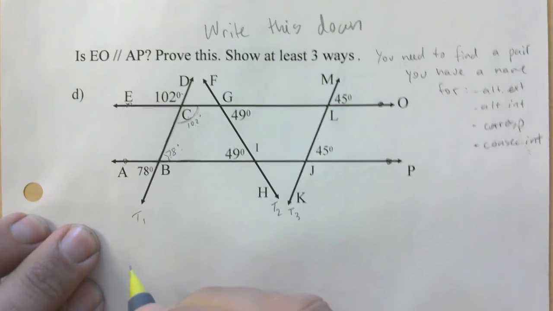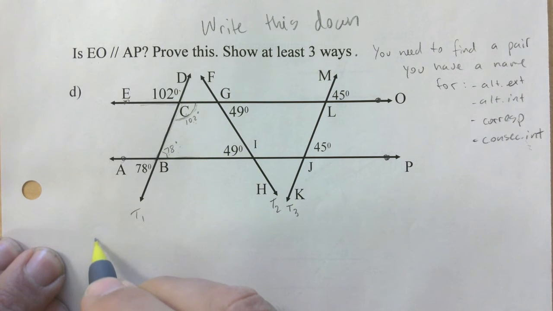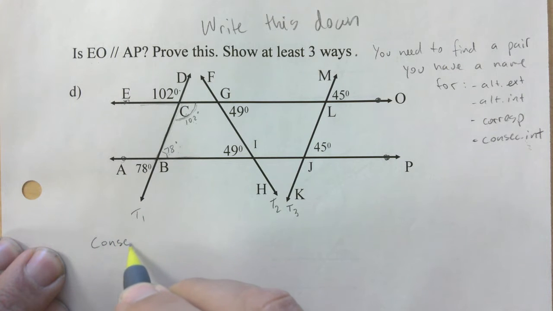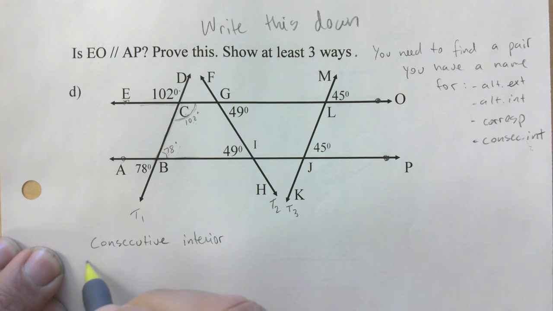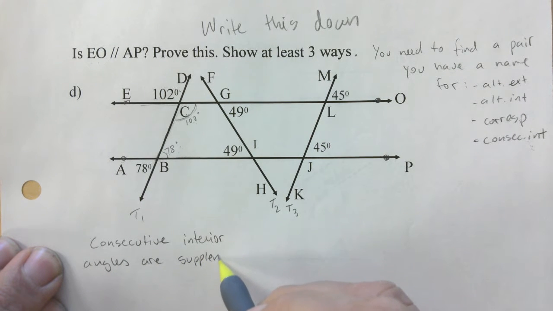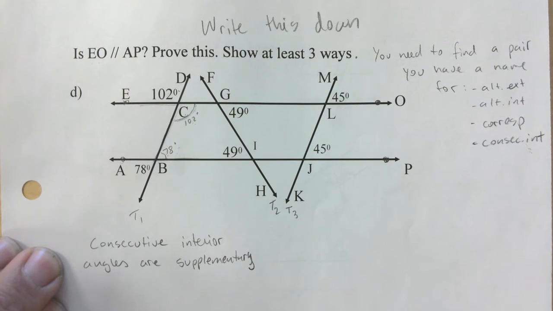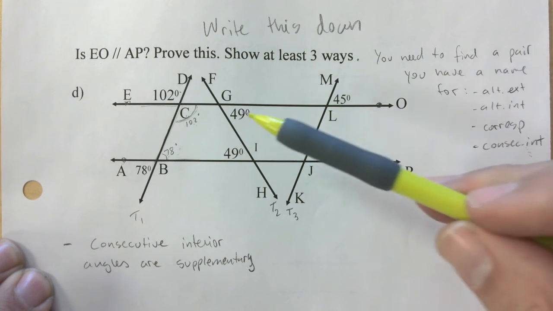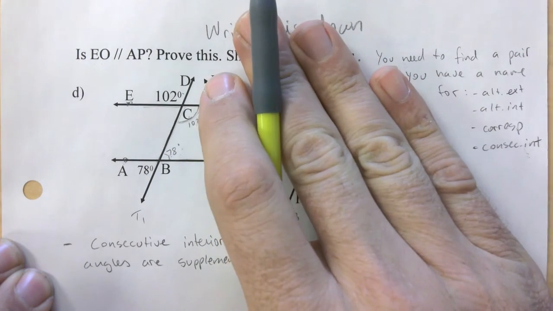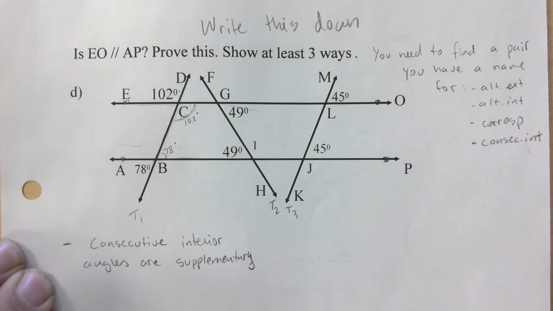So the first thing that tells me that these two lines are parallel would be that consecutive interior angles are supplementary. You would be done at this point. You've now proven it, and it doesn't matter what happens down here. There are other transversals, but you've basically just looked at the transversal that cuts through the two lines that we're looking at, and you're done.